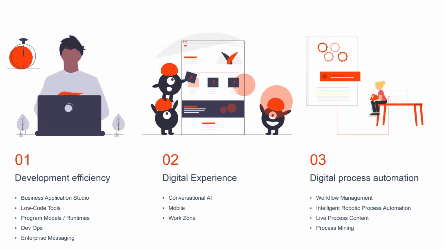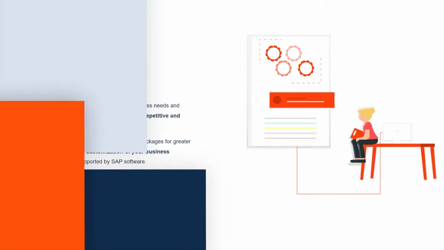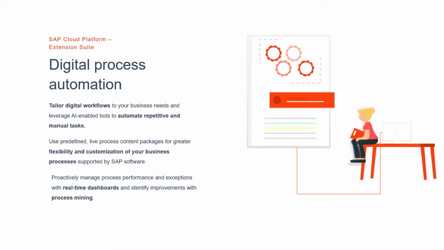So as you've maybe guessed, digital process automation is the area SAP Cloud Platform business rules belong to. Let's take a deep dive into this one. So the digital process automation, as I said, is all about tailoring digital workflows to your business needs. It's all about getting you to automate repetitive tasks and doing this in a flexible and customizable way. So it's basically about process automation, as the topic says.